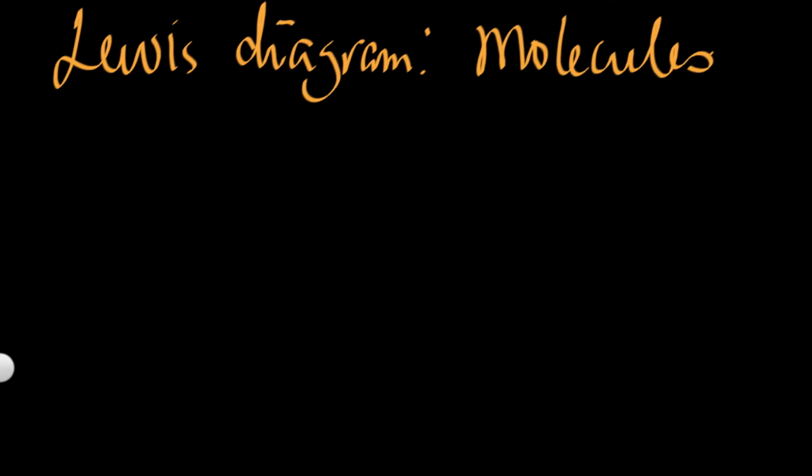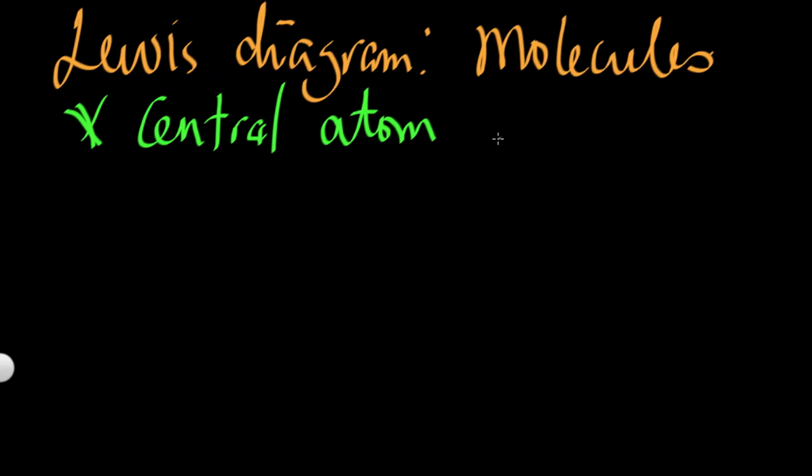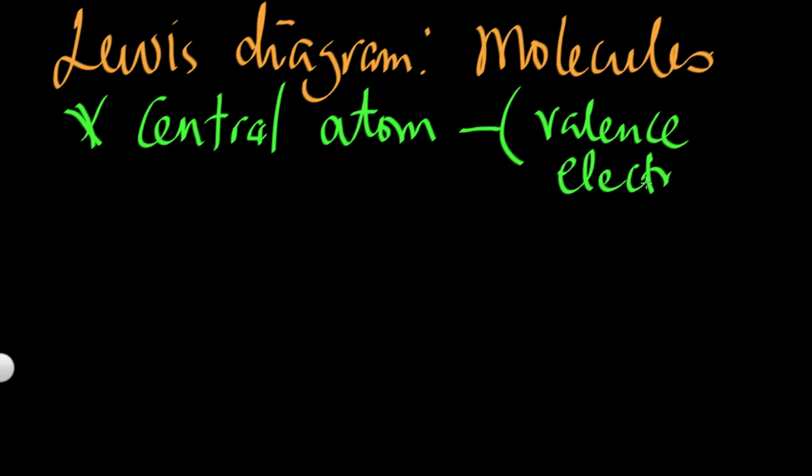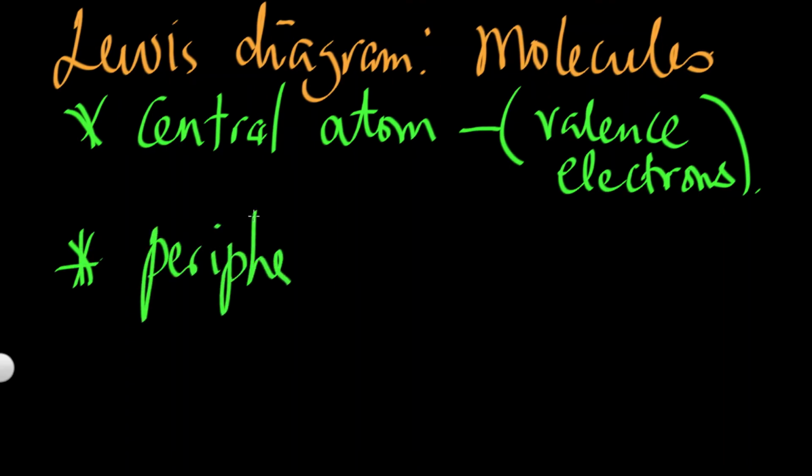All you need to know is, when you're drawing the Lewis diagram of a molecule, you need to know the central atom, and also the valence electrons of the central atom. Valence electrons, you need to know that. And the other atoms I'll call the peripheral atoms. The peripheral atoms.